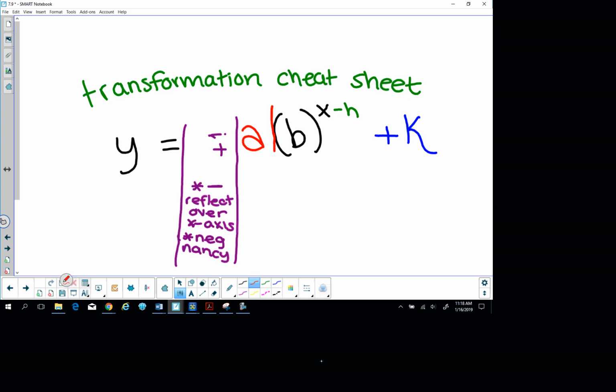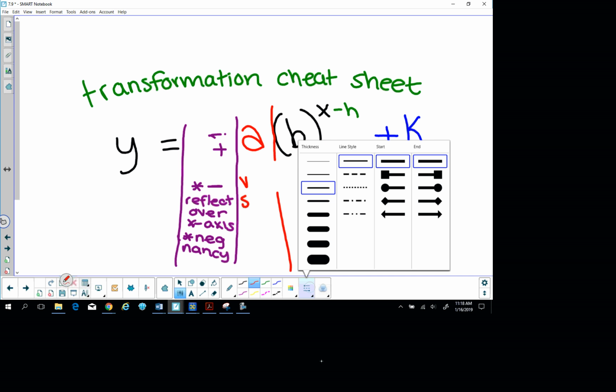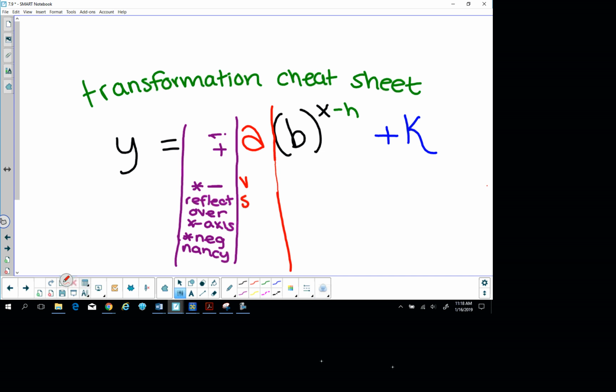The a basically tells us if it's getting skinnier or wider. Remember that whole thing? So our a just tells us what the vertical shift is. Not vertical shift, sorry, vertical stretch. So it's telling us if it's stretching or not.